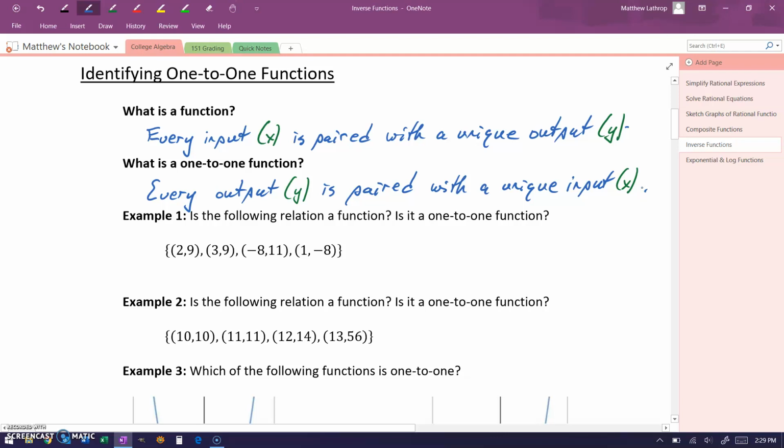In example 1, we're given a relation, and the first thing we want to do is determine if that relation is a function, and then if it's a one-to-one function. We can first check that it's a function by noticing that no x values are repeated. If we don't have a repeated x value, then every x value is paired with a unique y value. So we can say that yes, this is a function.